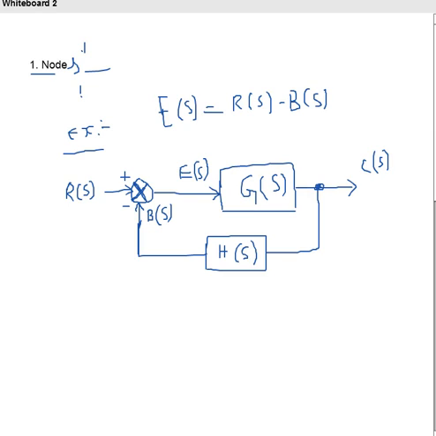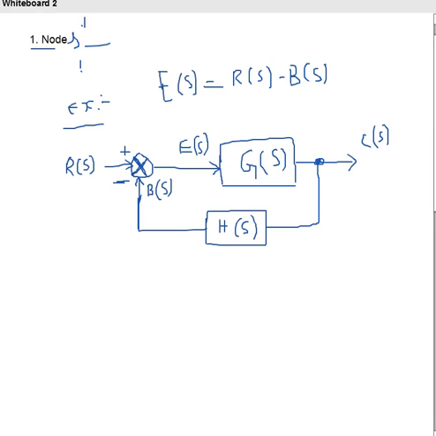So R(S) is the input signal, C(S) the output signal, B(S) the feedback signal, G(S) the forward path transfer function, H(S) the feedback path transfer function, and E(S) the error signal. This is a negative closed loop, since the feedback is a negative signal. So for this closed loop system, how do we draw the signal flow graph? Signal flow graph, I am just writing as SFG.